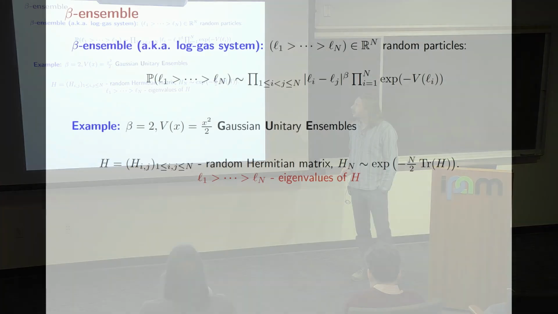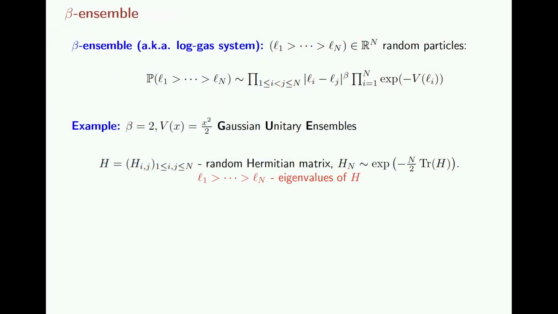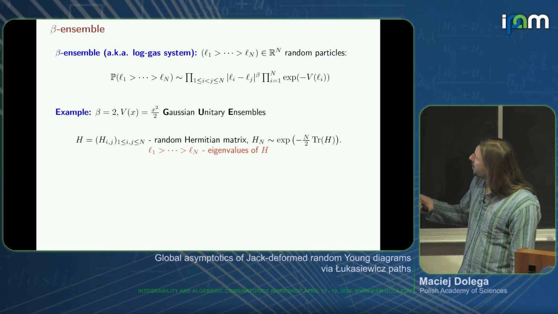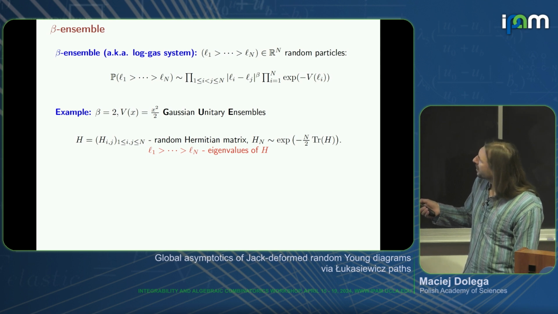This is a continuous model, and it is coming from statistical mechanics. This is called a one-dimensional Coulomb gas system, which is also known as beta ensembles. This is a model of n particles. These particles are living on the real line, and their joint probability distribution is given by this formula.